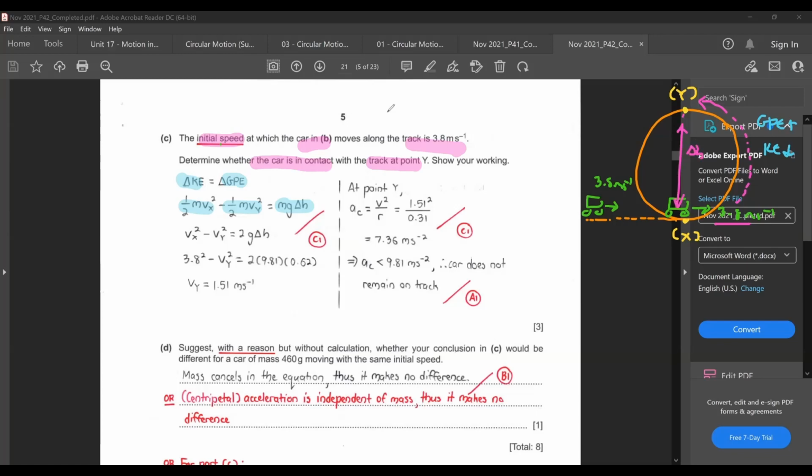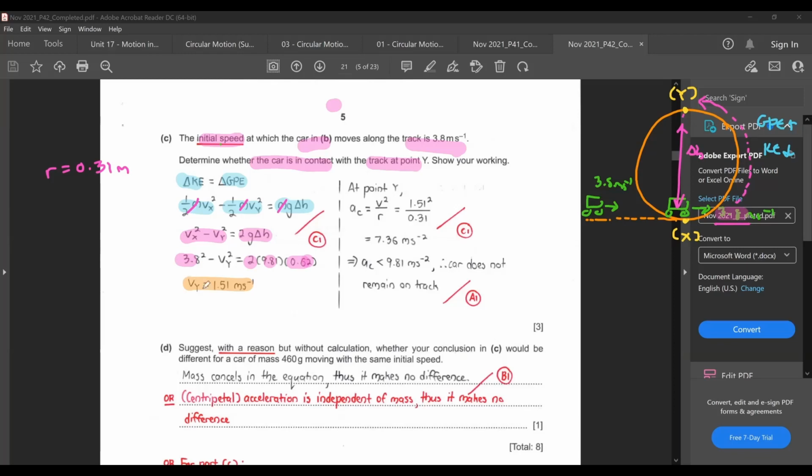Before you proceed, you can see that the masses will cancel off, giving you vx squared minus vy squared equals 2gh. So you sub in the value for vx, 3.8. Then you sub in the other values also: 2 times 9.81 times 0.62. This is actually twice the radius value. The radius was given as r equals 0.31 meter, so double of that is 0.62. So eventually you will get your vy as this, 1.51 meters per second.